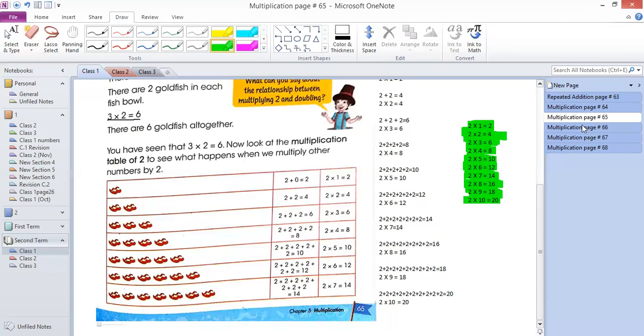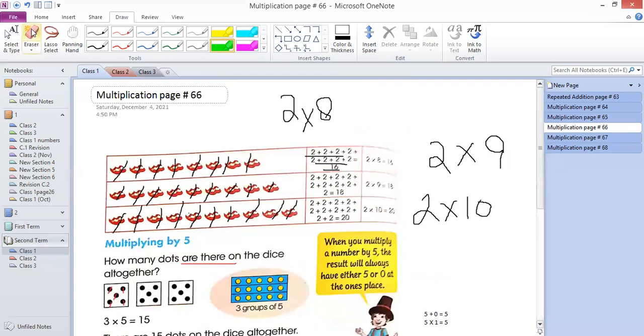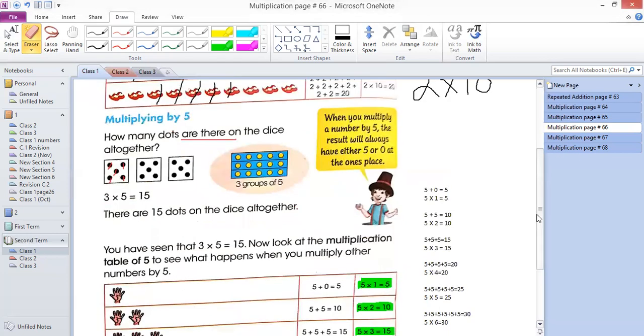Now we will come to table of 5. I'll give you homework to learn this table, and inshallah we will complete it in notebook also. So guys, table of 2 is clear to you? Yes, sir. Okay, very good. Multiplying by 5.